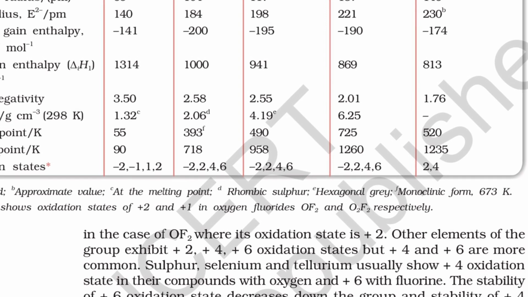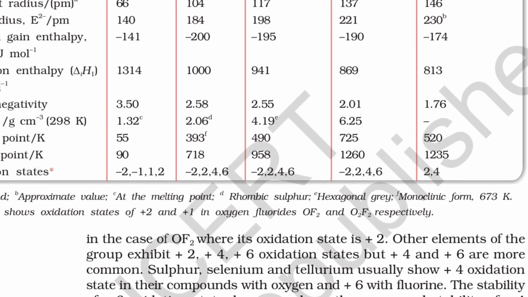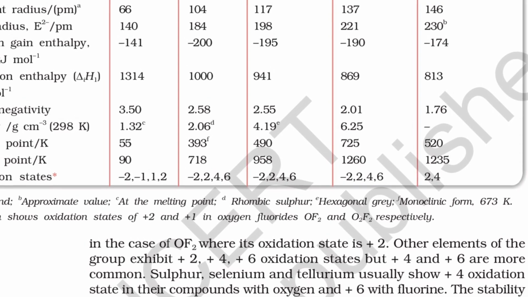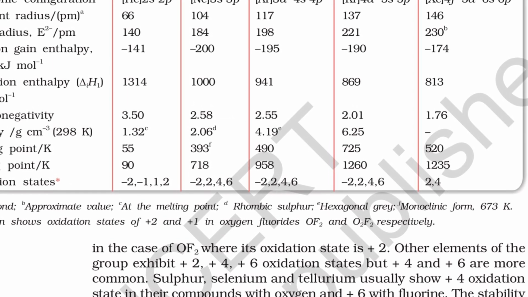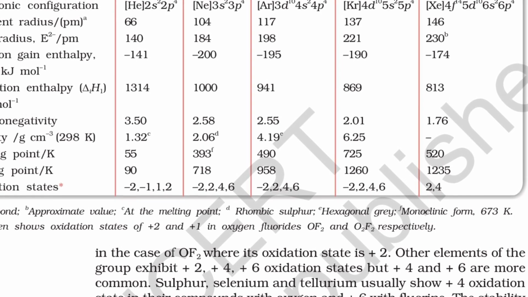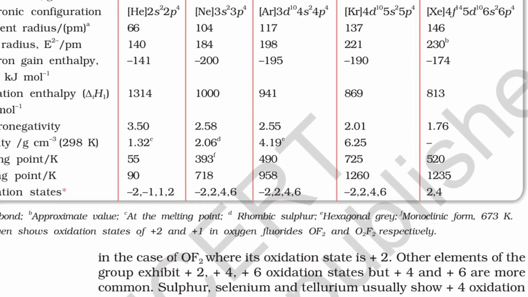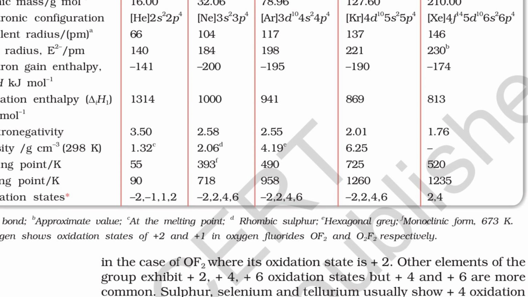So here is a table. In the table, atomic numbers are 8, 16, 34, 52, 84. Atomic masses increasing, electronic configuration same, covalent radius gradually increasing, nothing special. Ionic radius increasing, nothing special. Electron gain enthalpy, as I told you, oxygen -141, which is less than polonium -174. Ionization enthalpy decreasing, nothing special.